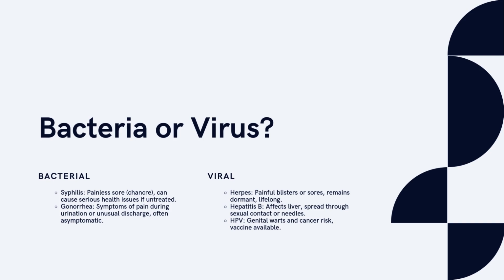When we're looking at viral STIs, unlike bacteria, viruses are much smaller and require our cells to reproduce. Some of the most common viral STIs include herpes, hepatitis B, and genital warts. Herpes can cause painful blisters or sores and can stay dormant in the body, flaring up when the immune system is weakened. Hepatitis B affects the liver and can be spread through sexual contact or other means like sharing needles. And HPV is tricky because some strains are linked to cancers, such as cervical cancer.